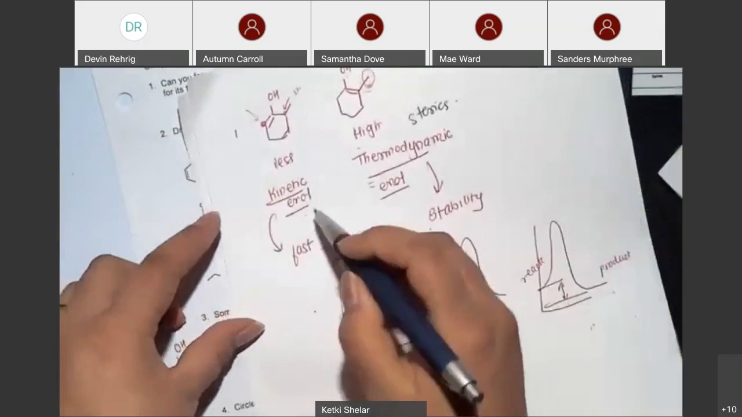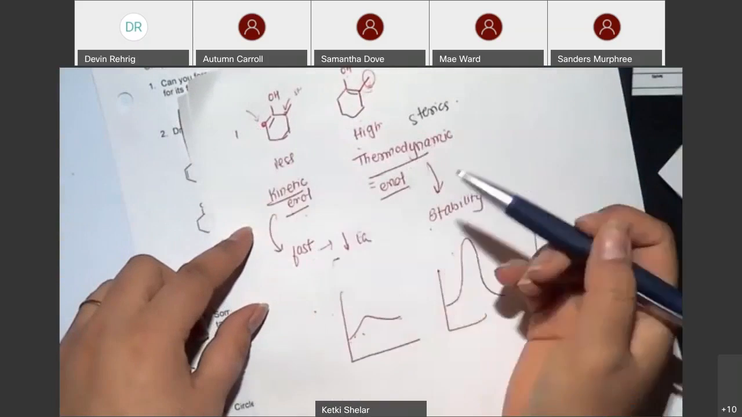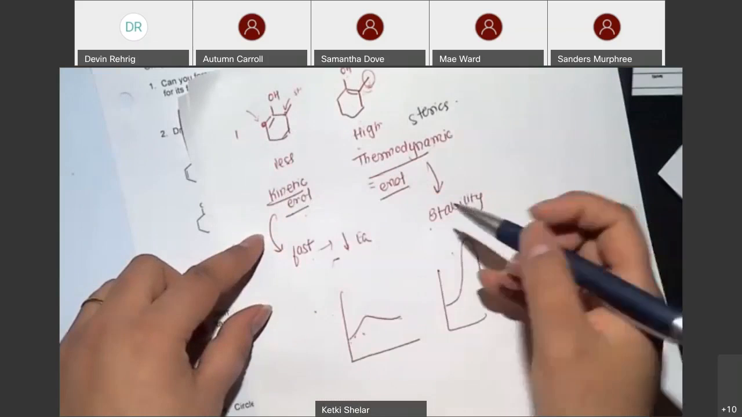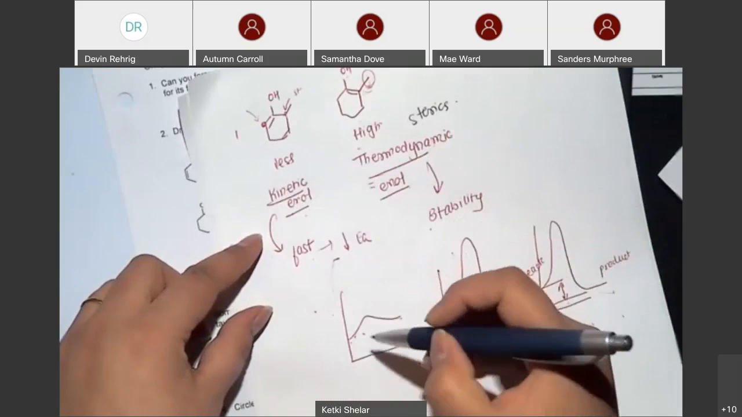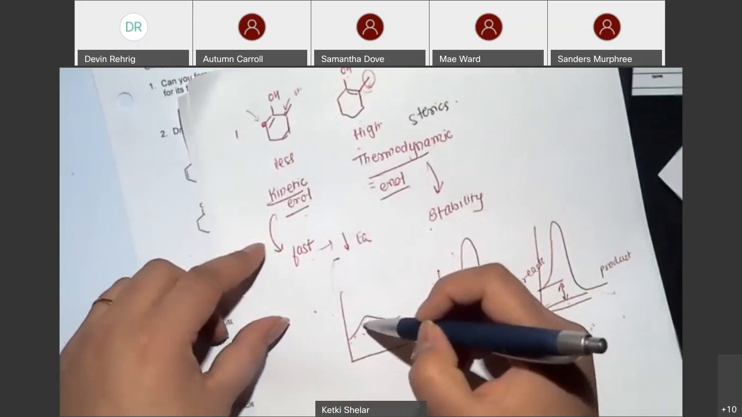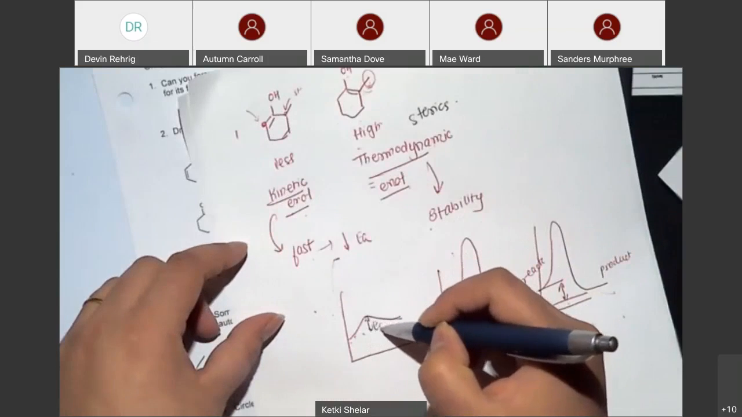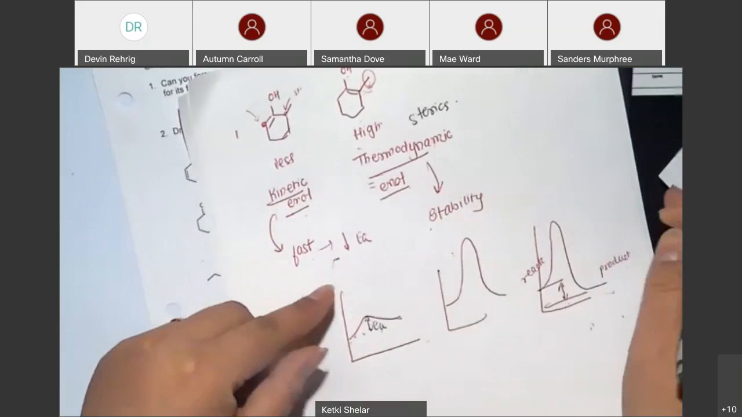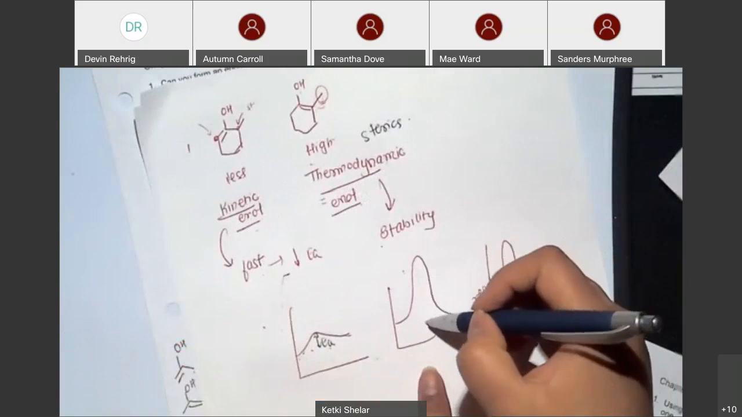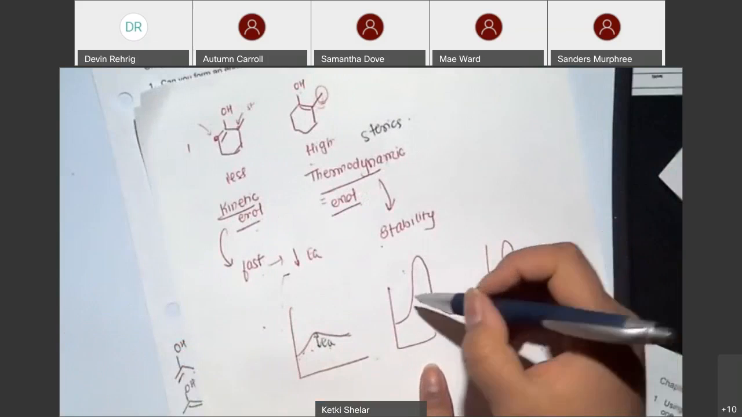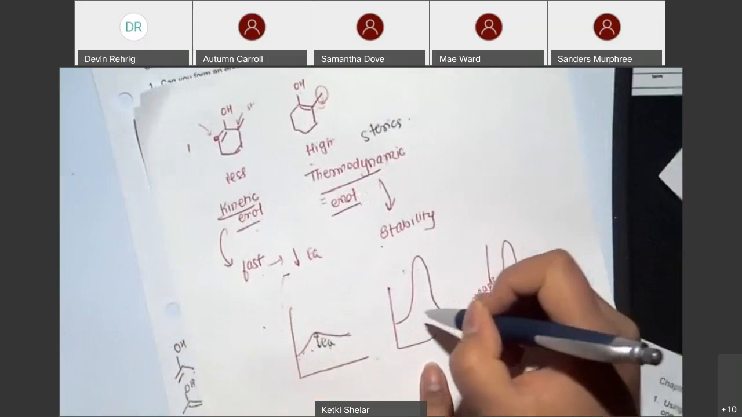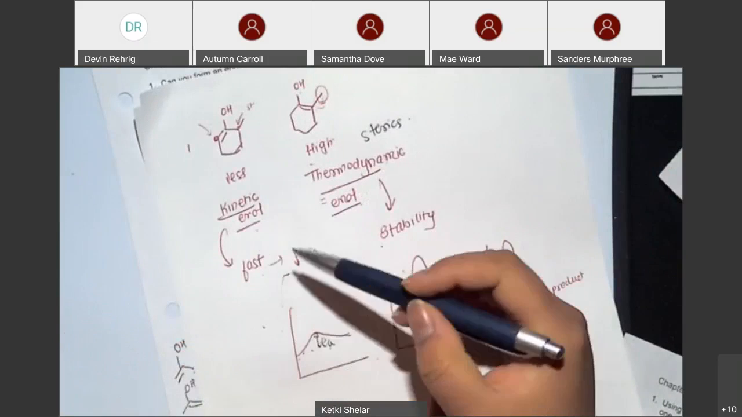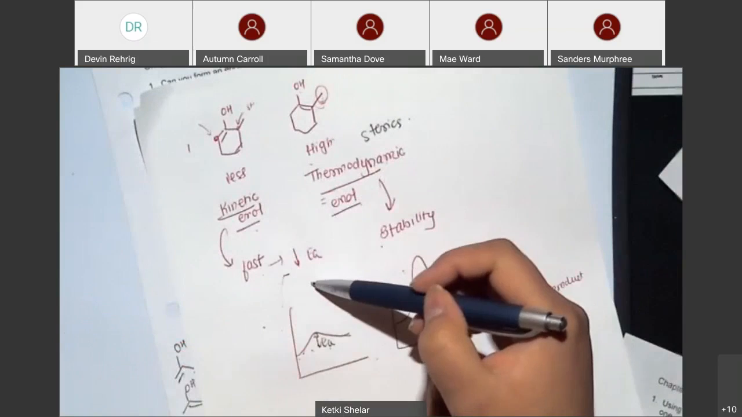Why is it kinetically controlled? Because this occurs very fast. Whenever there is a graph, you see this is the activation energy, right? The less activation energy means it occurs very fast. And a high activation energy means it needs a lot of energy to pass forward through the reaction. So the kinetic product is fast and has less activation energy.